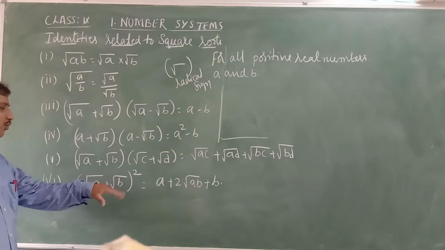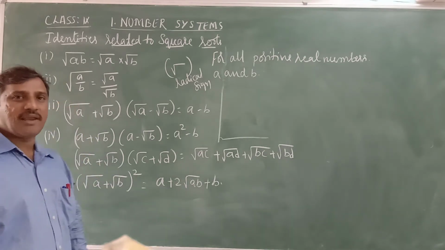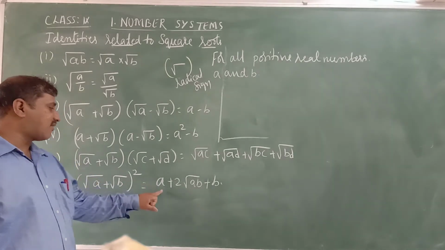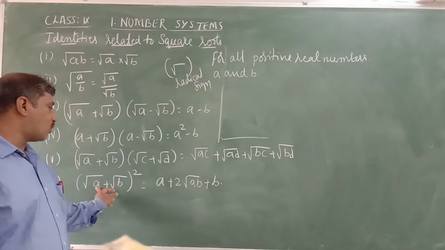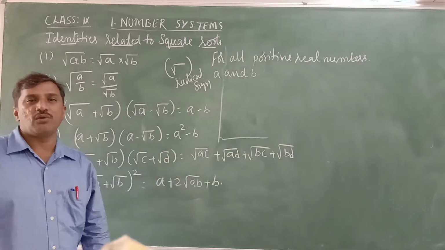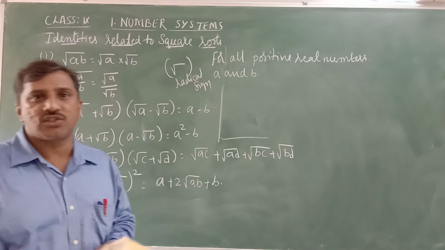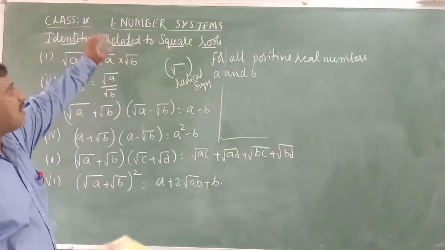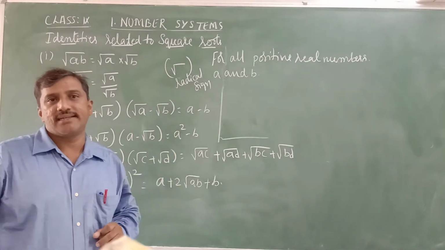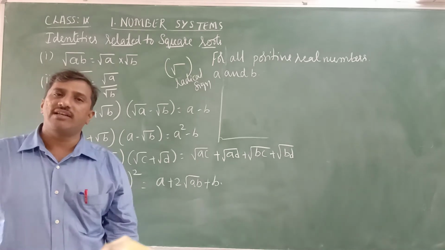Then root a plus root b whole square, it is the a plus b whole square form, a square plus 2ab plus b square. Here a is root a. Root a whole square is equal to a, plus 2 into root a into root b, it is root ab, plus root b whole square is equal to b. So these identities we use, not only this but the a minus b whole square form also, in solving some of the problems related to these square root sums. Is it clear, the identities? You have to remember them and apply them in solving the problems.